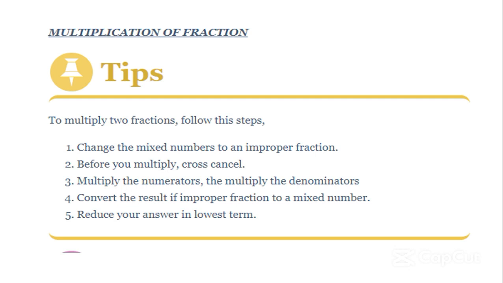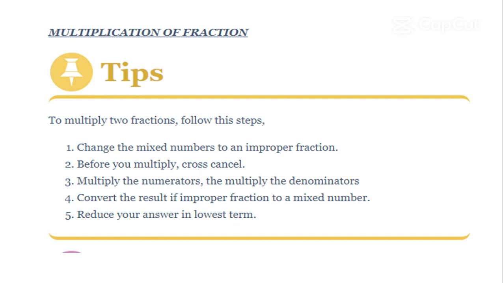Let's proceed to the third fundamental operation, which is multiplication. In multiplying fractions, we don't need to think if these fractions are similar or dissimilar. Just follow the following steps. Change the mixed numbers to improper fractions. Before you multiply, cross cancel.